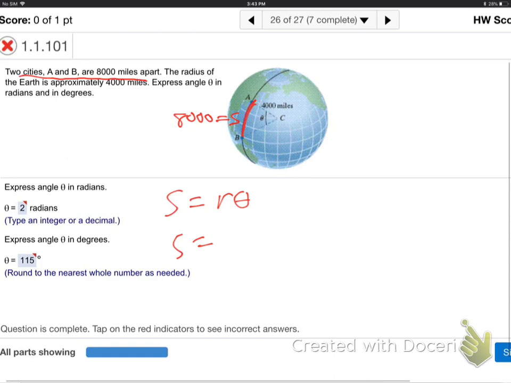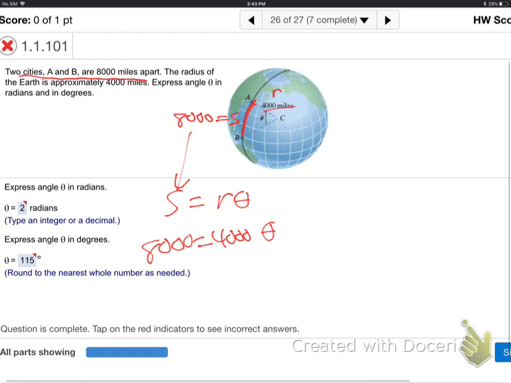So they're saying cities A and B, because we know the Earth is not flat. Therefore, it's technically an arc. So when cities A and B are 8,000 miles apart, that means that arc is 8,000 miles. So that's actually the S. That goes here. That's the arc length. The radius, that's the 4,000. So what they're asking is, what's the theta? What's the angle between the two cities?